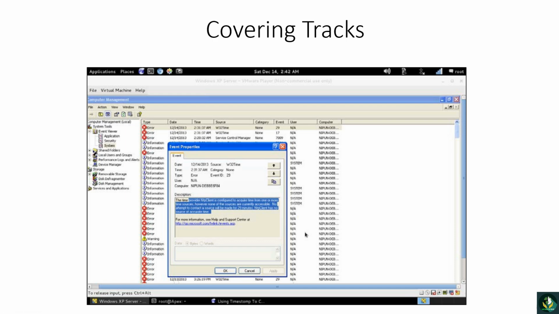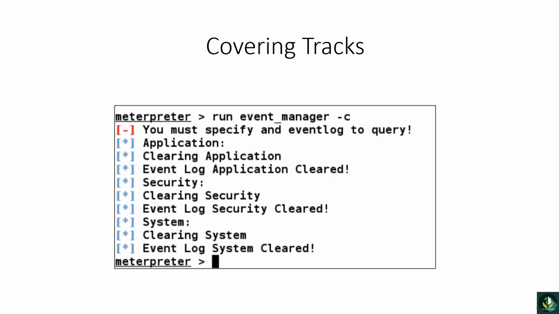The post exploitation module named event manager will help us to delete all these logs using -c followed by a space and nothing. This will tell the module to clear all of those types of logs, as you can see in here. It cleared the application log, it cleared the security log, it cleared the system log, and all of those event logs will be cleared, as you can see.